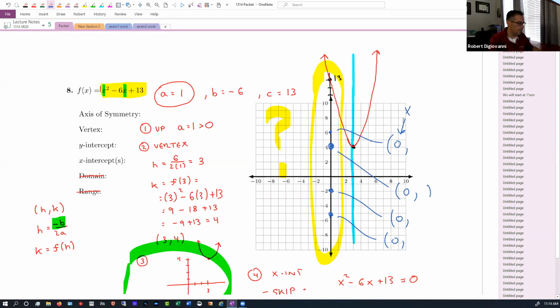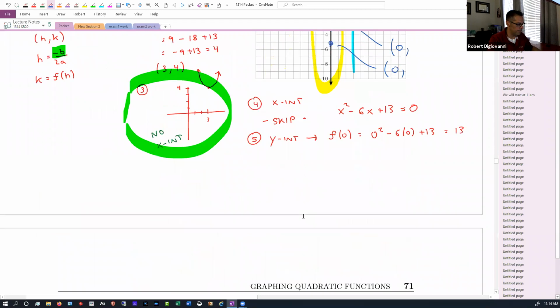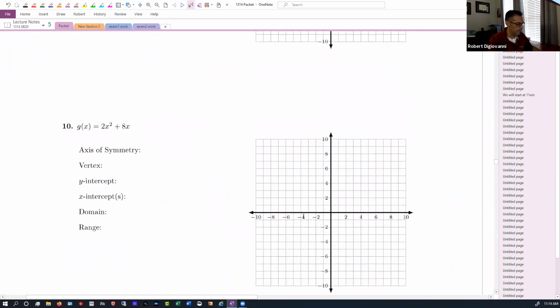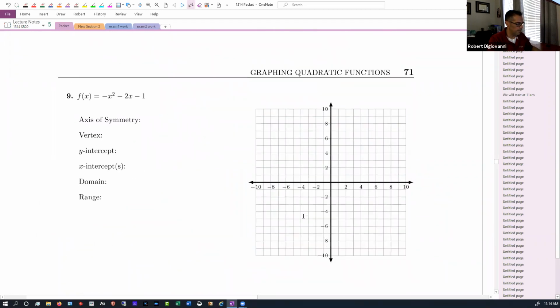Okay, let's move on and do another one. Okay. Let's do this one. This one's got a little more stuff we have to keep track of. So I'll first identify A, B, and C.